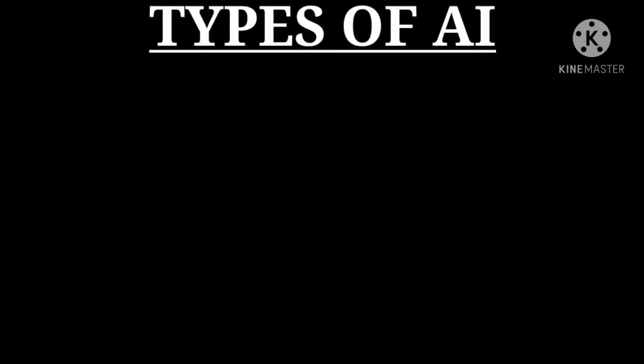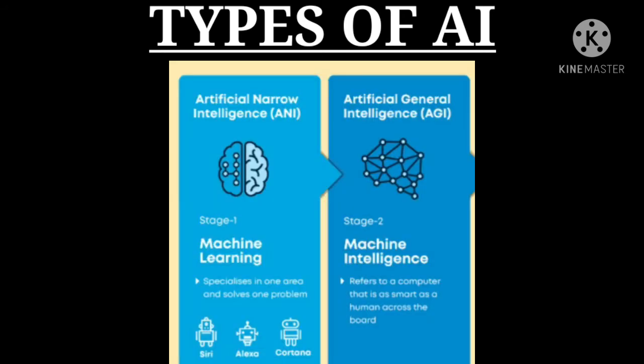And then the types of AI. So there are two types of AI. Artificial narrow intelligence, that is ANI. So ANI stands for artificial narrow intelligence. This is an existing type of AI and it is capable of performing simple tasks which require basic intelligence. For example, Google Now and Alexa. So they are the examples of ANI, artificial narrow intelligence.